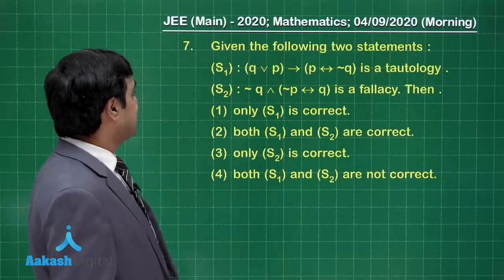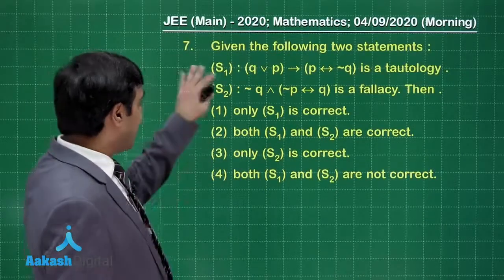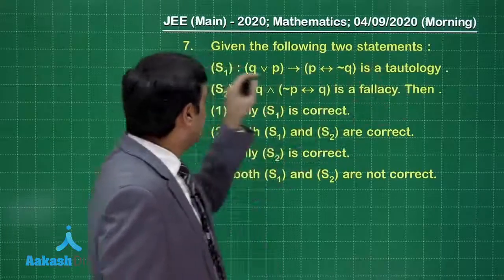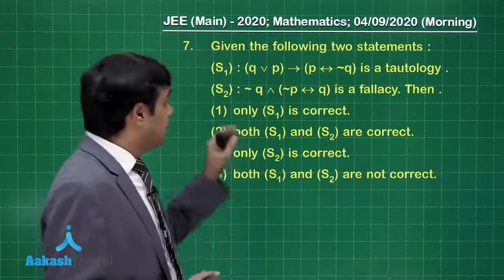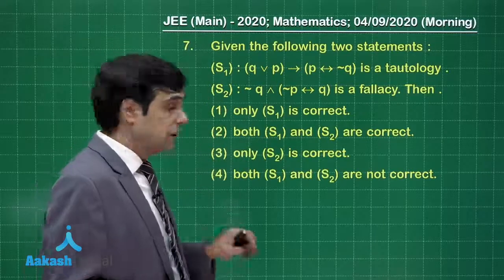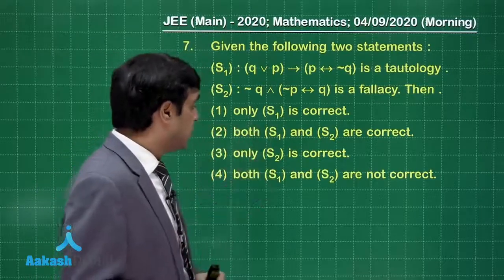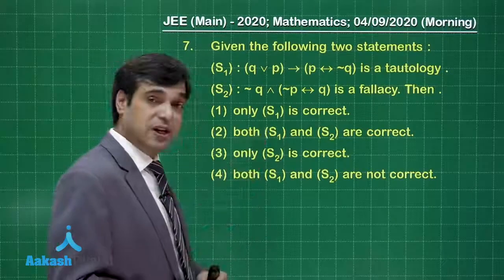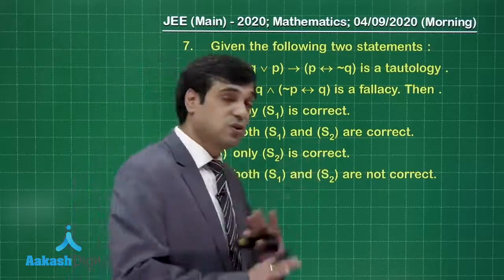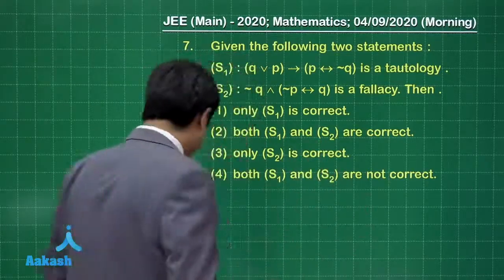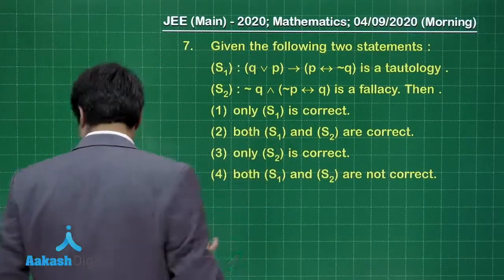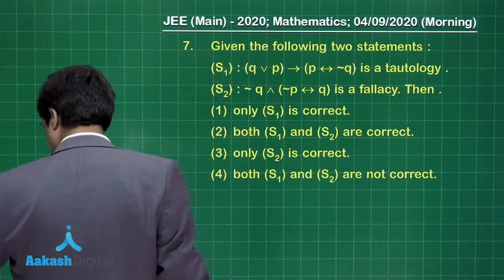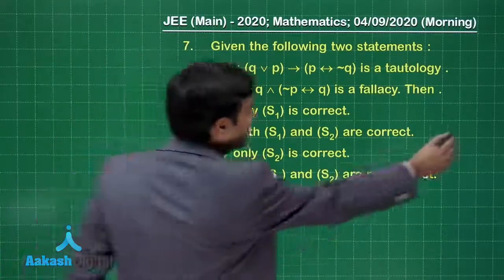Given the following two statements, S1 and S2. S1 is saying it's a tautology. S2 is saying it's a fallacy. The question says: only S1 is correct; both S1 and S2 are correct; only S2 is correct; both S1 and S2 are incorrect. Let's check. When you talk about this particular one, you have to form a truth table for it. So let's go for this truth table formation.